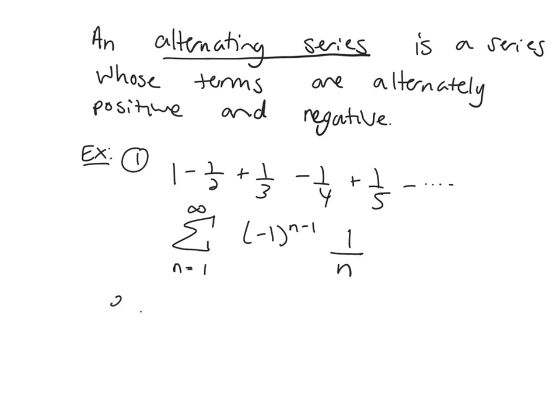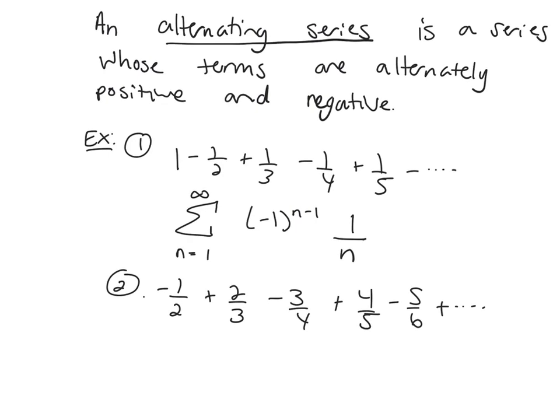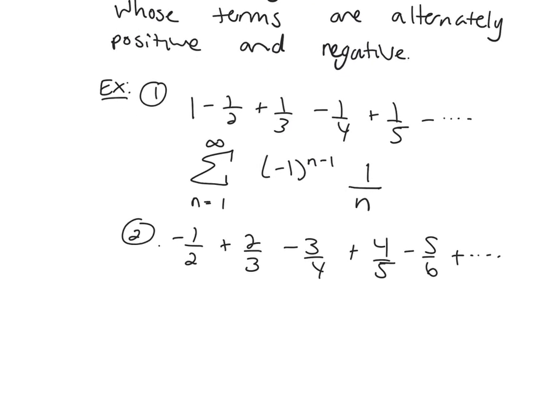And then the second one I'm going to give you is a series that looks like, say, -1/2 plus 2/3 minus 3/4 plus 4/5 minus 5/6 and so on. And if you write this with a formula, it's going to be -1 to the n times n over n plus 1.